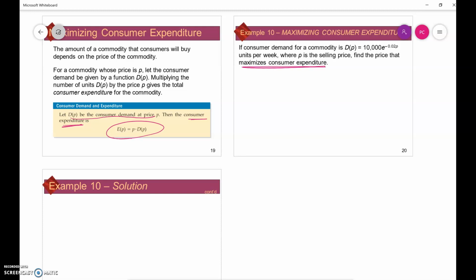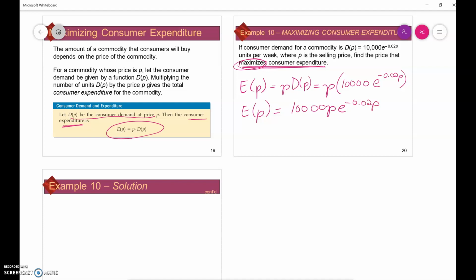Go back a couple sections and recall from chapter 3: maximizing or minimizing a function means taking the derivative. So we've got E of P equal to P times D of P. For this function, I have p times 10,000 e to the negative 0.02 p. You could leave the function exactly like this and then do the product rule, but I'm going to rewrite it just for me. We have 10,000 p e to the negative 0.02 p.